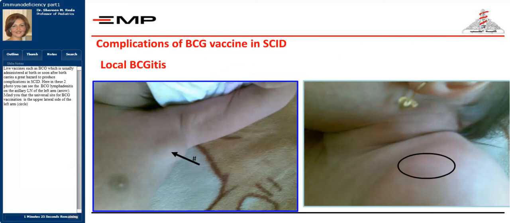Here, if you can see the photo on the left side, this is a lymphadenitis. The axillary lymph node is swollen and inflamed. It is after the administration of BCG. The BCG, the universal site for the administration, is on the upper lateral quadrant of the left arm. So here, as you can see, this is the site of inoculation of the BCG on the right photo, while on the left photo you can see the draining lymph node, the axillary lymph node, is inflamed with the BCG itself. This is what we call local BCGitis.